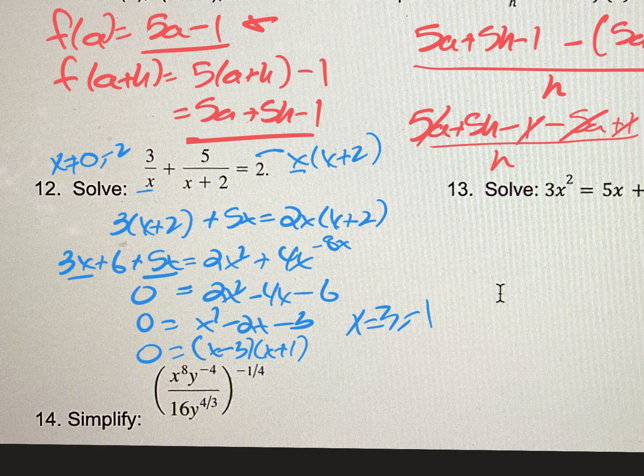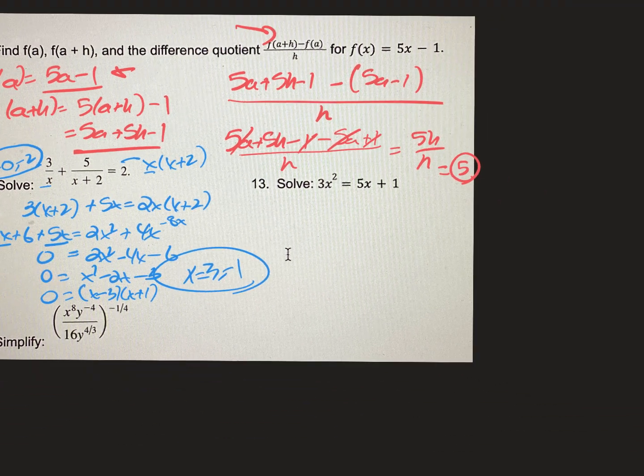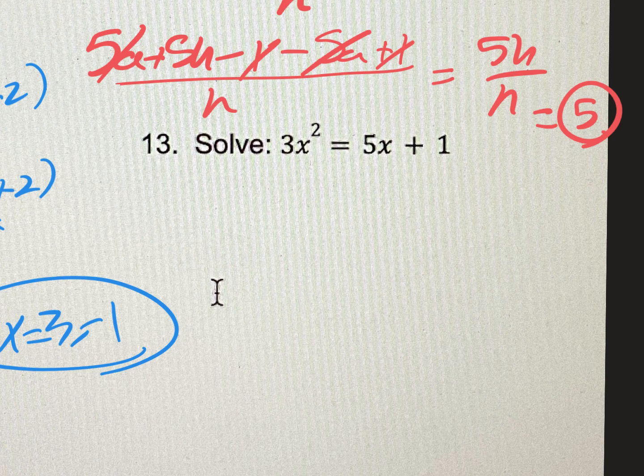Double check and make sure those are okay. As long as they're not those two, 0 and -2, they're good. So there's your 2 solutions, 3 and -1. Two more. 13: 3x squared equals 5x plus 1.